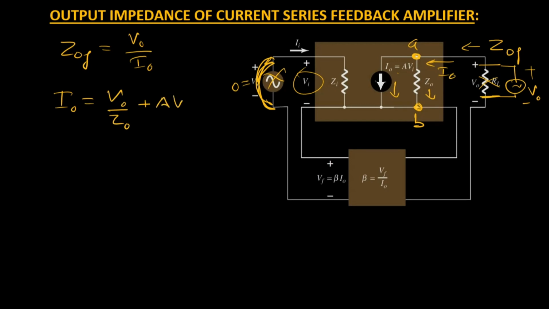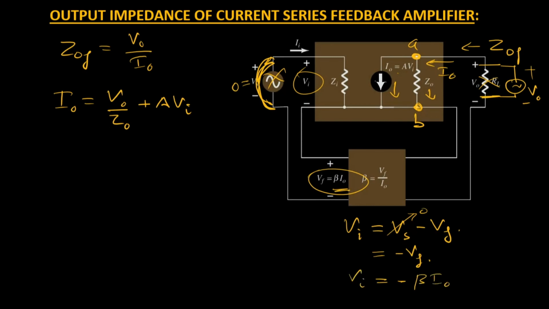Plus A Vi, and we know Vi is the output of the mixer, which can be written as Vs minus Vf. But Vs is already made 0, so it will become minus Vf, and Vf we know is the output of the feedback network, that is beta times I0. So I'll write minus beta times I0 in place of Vi, right? So let us replace the Vi term in I0: that is V0 by Z0 plus A. In place of this plus sign, I'll use a negative sign, minus A beta I0.